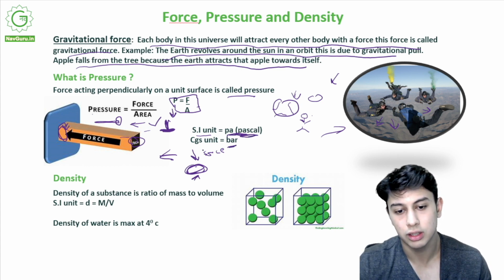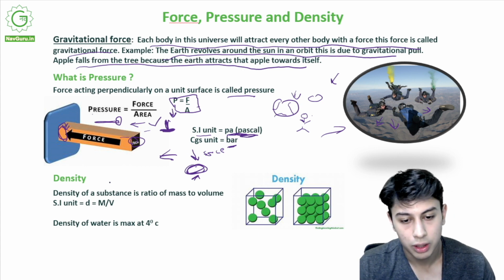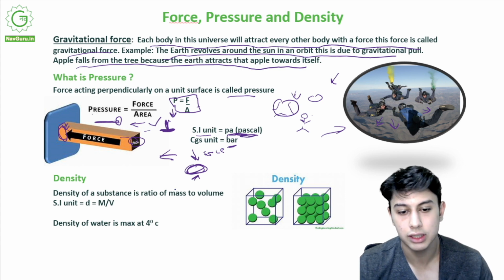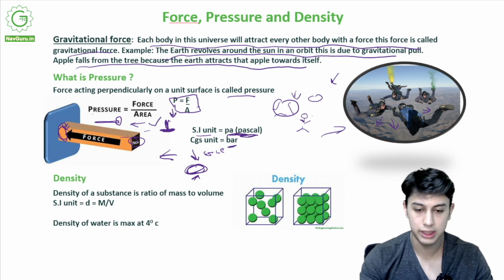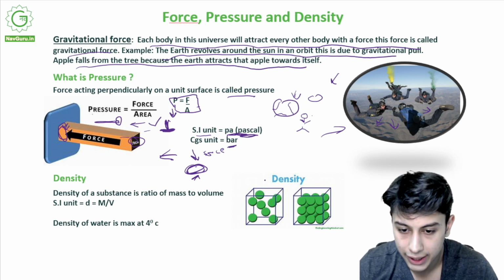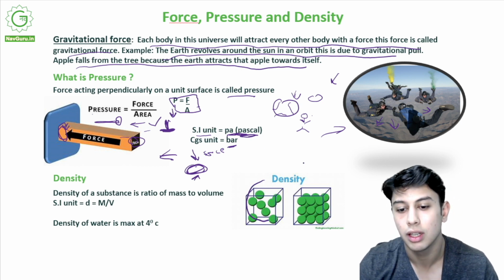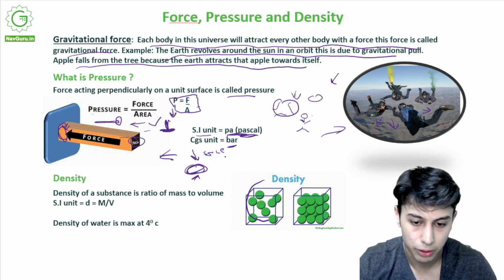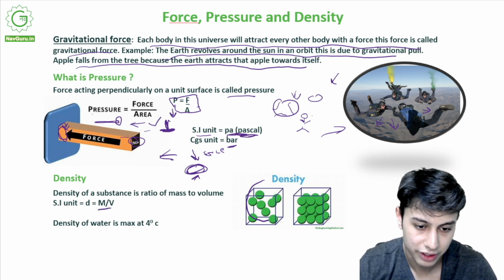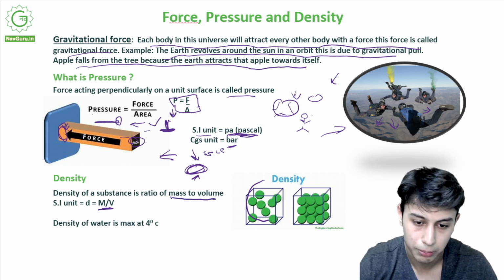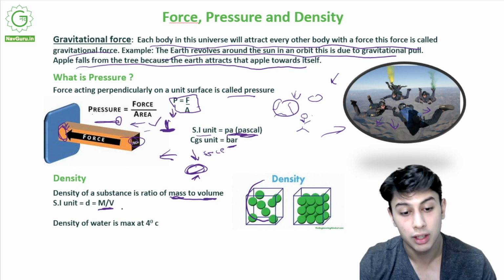Now we come over to density. So density, dense, as the word suggests, we talk about how dense, meaning how many molecules it is packing. Density's formula is m upon v. Mass to volume. It is a ratio, mass to volume. Mass divided by volume.